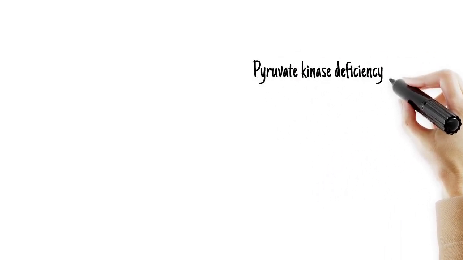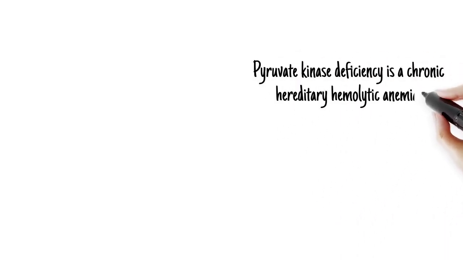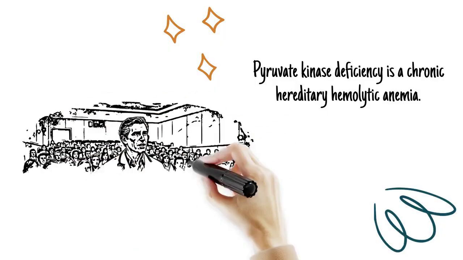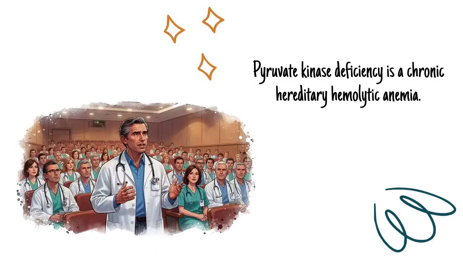Pyruvate kinase deficiency is the second most common enzyme deficiency hemolytic anemia. Unlike G6PD deficiency, it follows autosomal recessive inheritance and causes hereditary non-spherocytic hemolytic anemia that is chronic and sustained rather than episodic.